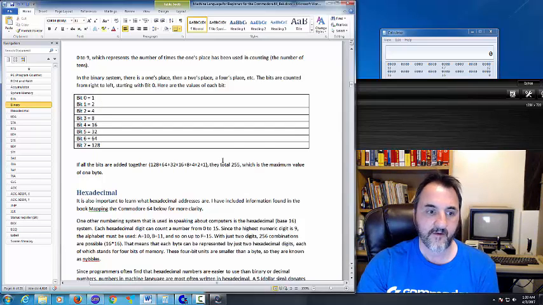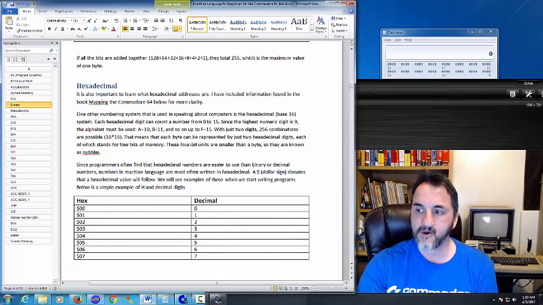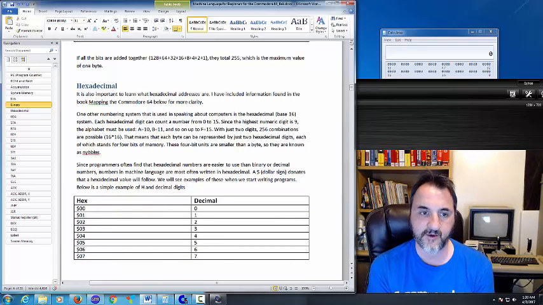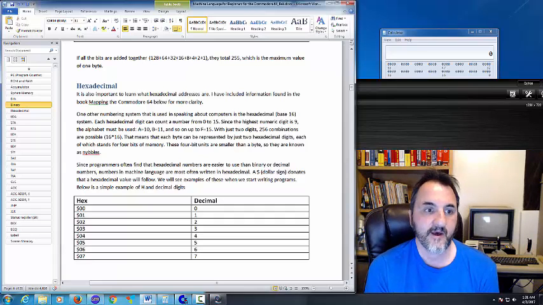But anyways, the next thing we're going to learn about is something called hexadecimal. Hexadecimal is very common in machine language. There are some people who don't like writing in it. I used to be one of those, but I highly encourage you to write hexadecimal because it's very close to binary and it's how the computer sees the information anyway. And I think I might talk about that in here. But it is also important to learn what hexadecimal addresses are. I have included information found in the book Mapping a Commodore 64 below for more clarity.